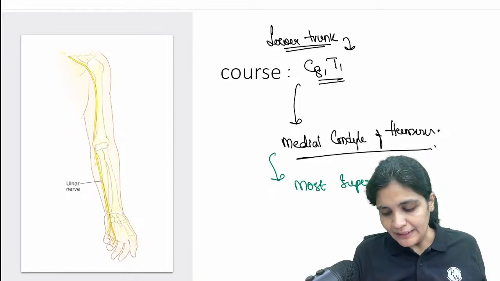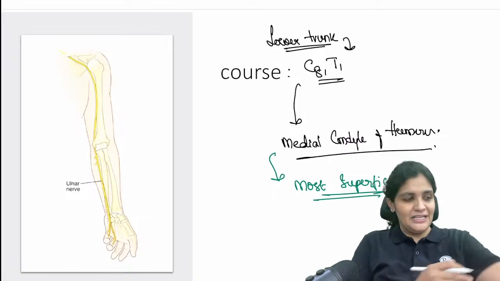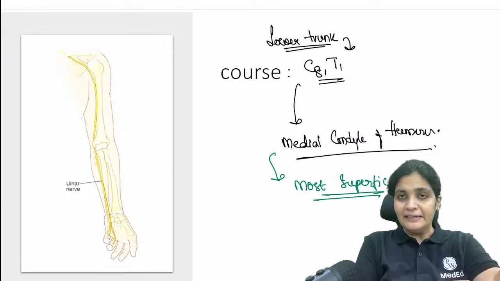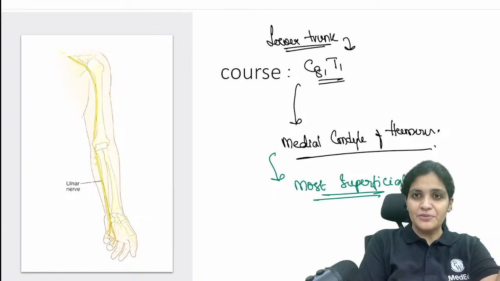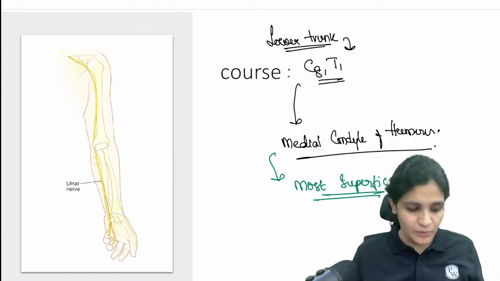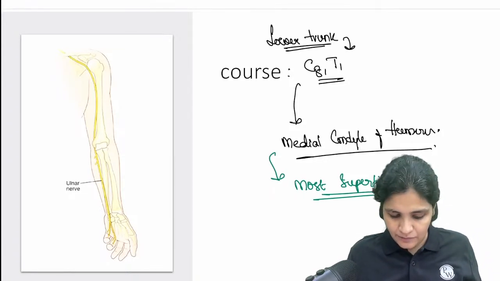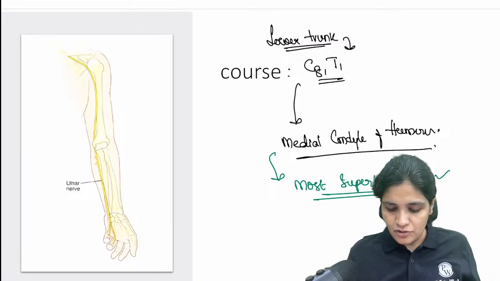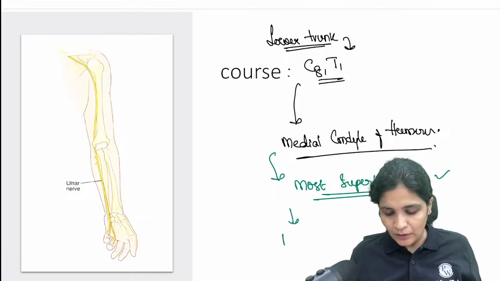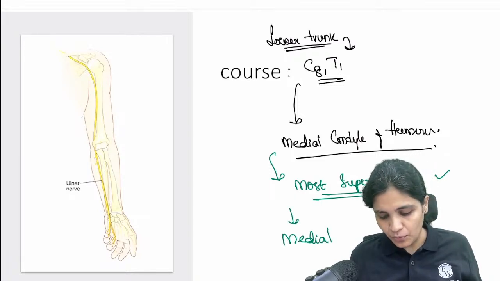You can feel the ulnar nerve on the medial aspect. If you flex the elbow at 30 degrees, at the medial condyle you can feel something very rubbery, and it is moving along with your hand. That is your ulnar nerve. It is on the superficial side, and it is mainly on the medial aspect of the forearm as well.